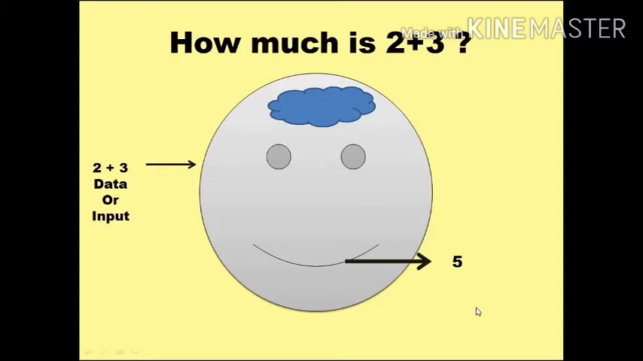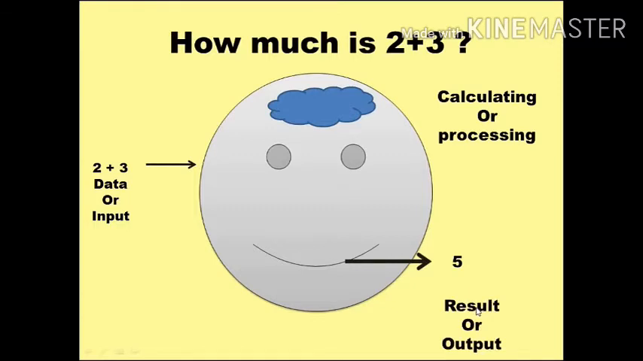Now, the numbers 2 and 3, the addition that you are doing, this is called data or input. What does your brain do? The brain is doing calculating or processing. And what is 5? 5 is the result or the output.